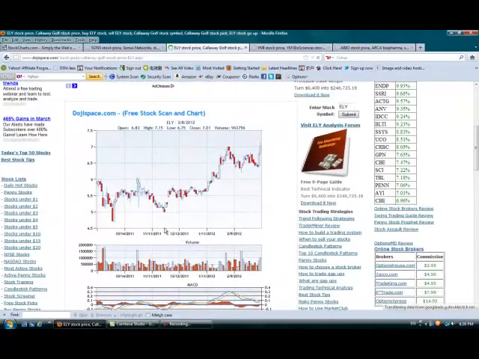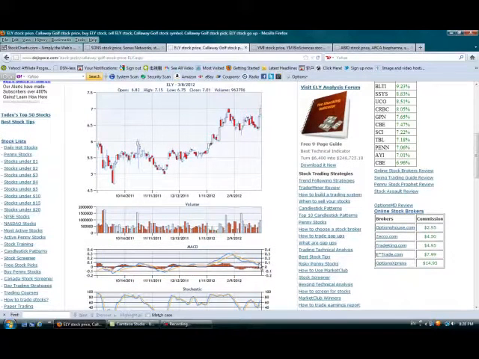The best feature of Dogyspace is the stock screening feature, not necessarily the stock chart. So you can use stockcharts.com for stock charts. Okay, so we see this stock made the MACD crossover today. So this is the MACD. This is the volume.